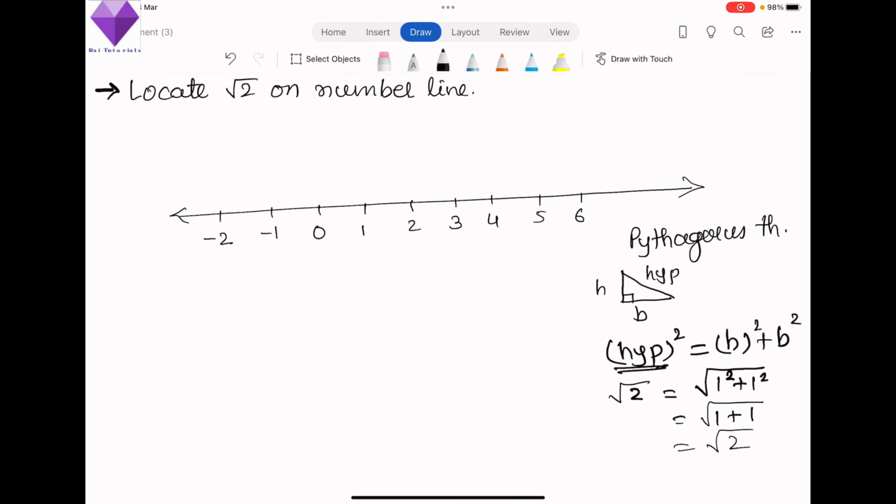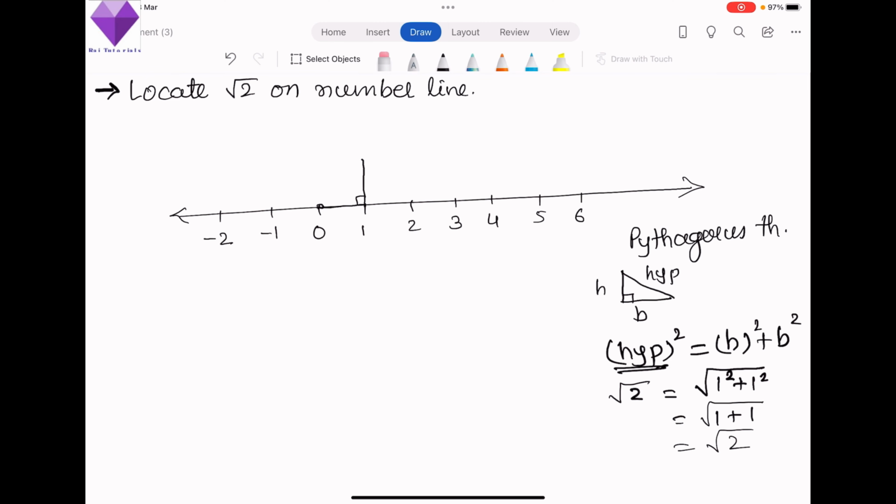So to get that I have to take from the 0 one unit, and that unit can be centimeter, can be inch, can be meter, as big a line as I want. Now at 1 unit I have to make another 1 unit line which is perpendicular to this because it is a right triangle. So here I am drawing a perpendicular line of 1 unit.